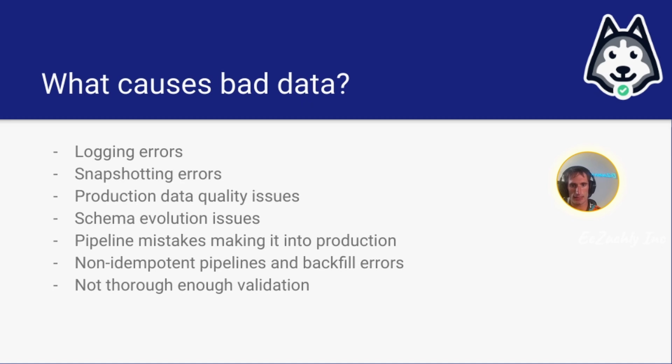Pipeline mistakes, where you have an error in your join or your case when, or all sorts of different pipeline problems that can happen. And then those get into production because you don't follow the contract process that I was talking about earlier. And then here's that idempotent word again, and it's going to keep coming up. So you have a non-idempotent pipeline and you backfill, and that causes different errors.